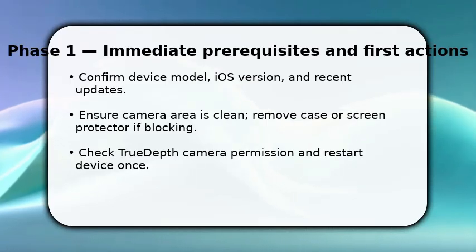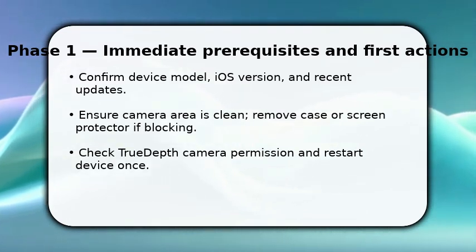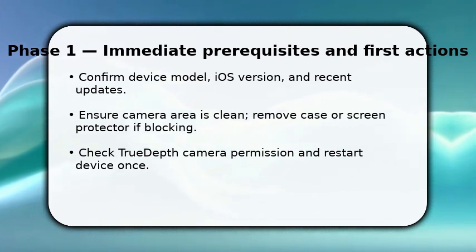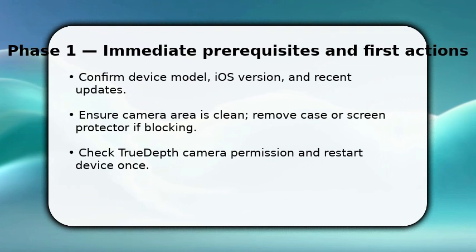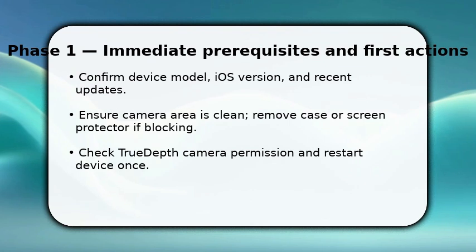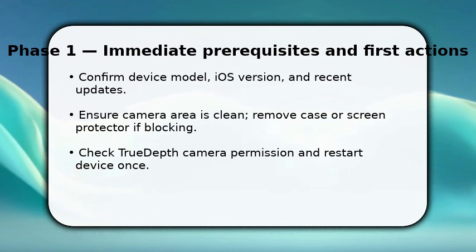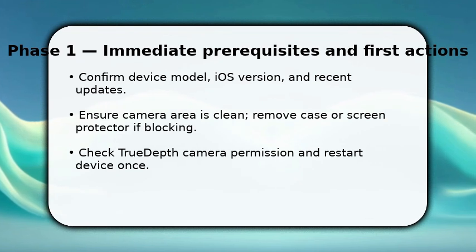You start by confirming your device model and iOS version so you know which fixes apply. Clean the TrueDepth camera and remove any case or screen protector. Dirt or misalignment often breaks detection. Once done, check Face ID settings and camera permissions, then restart the phone to clear transient errors. If prompted, sign out of Apple ID and sign back in to refresh biometric services. These steps remove common obstacles and prepare your device for deeper troubleshooting.